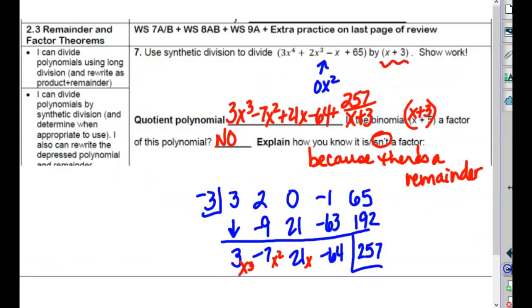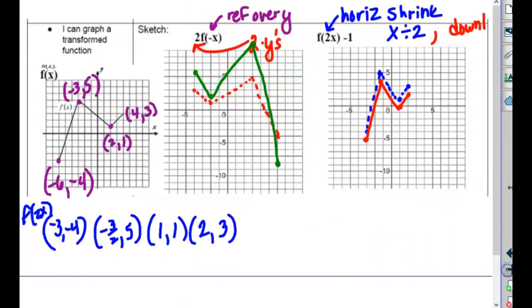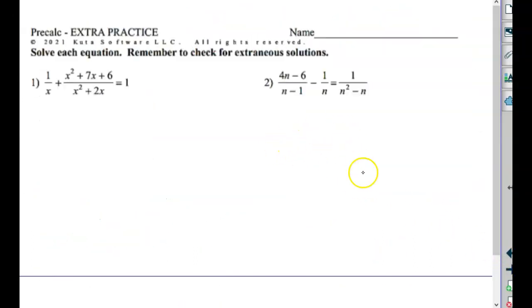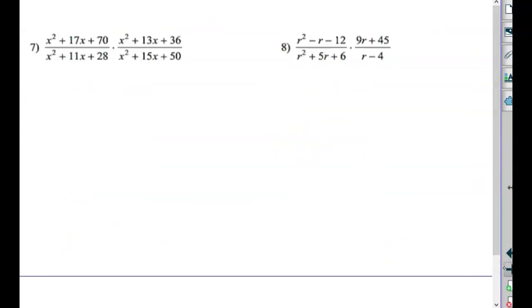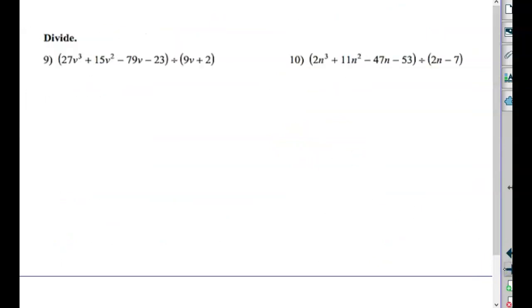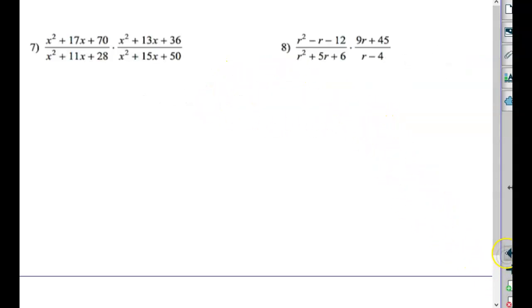All right, on the back side, there is some extra practice of particularly those ones where you have to deal with the rational expressions, okay? And there's a couple extra long division problems if you're worried about that, with the answers at the bottom. Any questions?